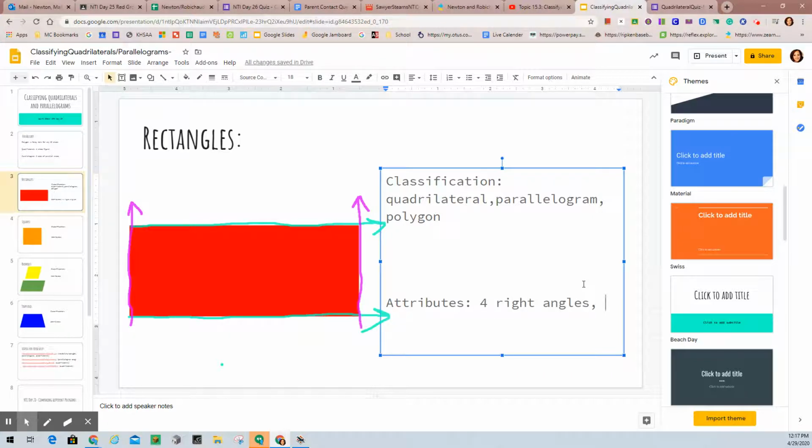Okay, now let's look at lines. Does it have parallel lines? It does. It's a parallelogram. Parallel lines. Okay. Does it have intersecting lines? It does not. Remember, intersecting lines make a V.